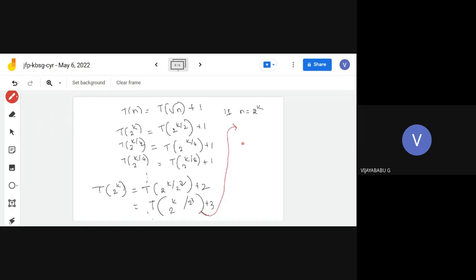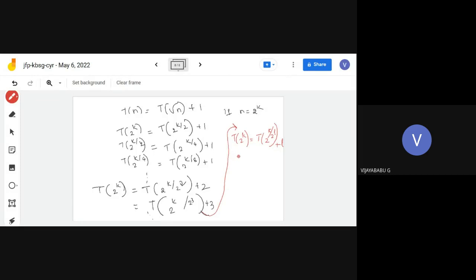Now let us come to the place where we find T(2^k) in terms of, again, we generalize this one. If it is T(2^(k/2^L)), then when 2 cube is there the constant is 3, when 2 square is there it is 2, when 2 power 4 is there it is 4, and when 2 power L is there it should be L itself.